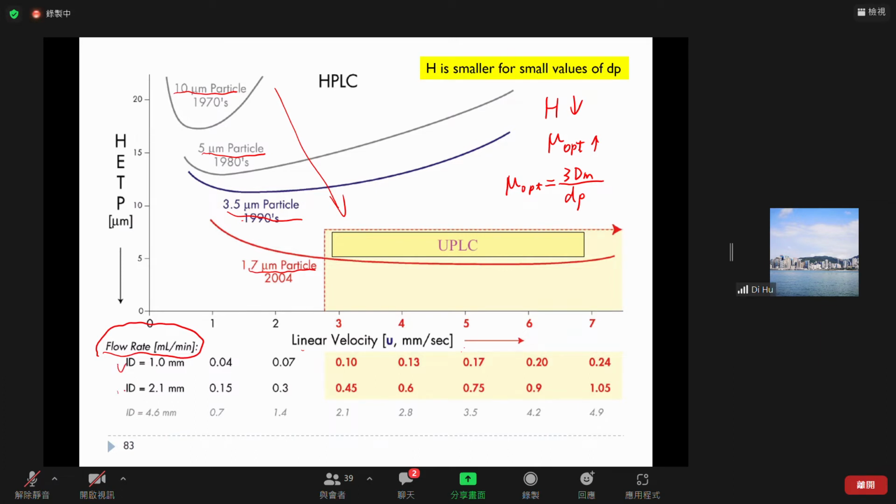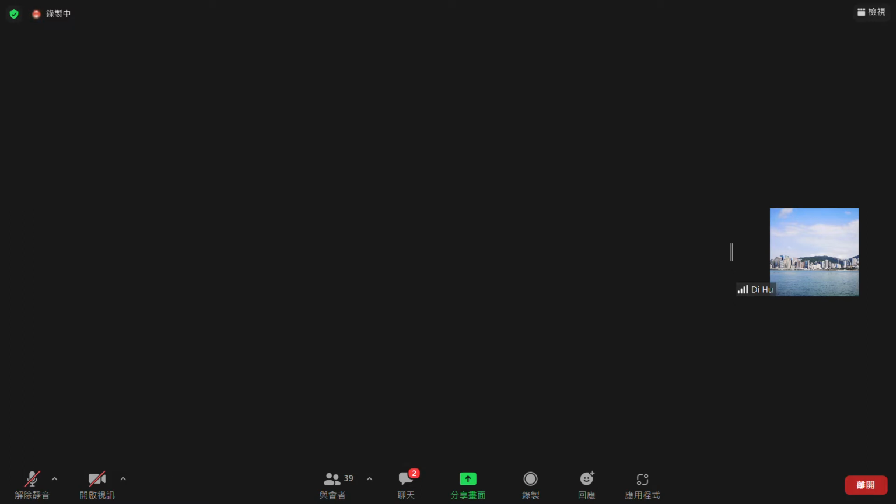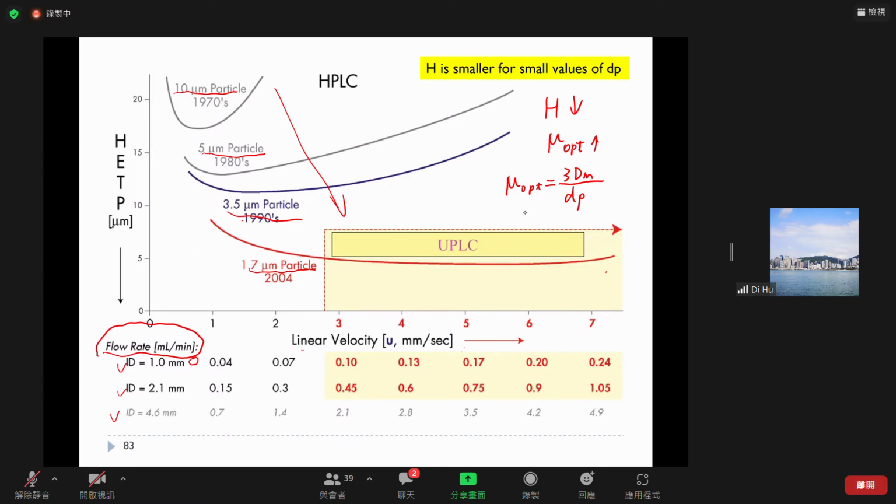Here it shows you different radii of the LC column. Here we have the inner ID, which is 2 times the radius, okay? If the inner ID of the column is 1.0 millimeter. And for UPLC, another point you can see, in this area it's almost flat, right? Compared with the conventional HPLC, its linear velocity has already greatly increased from about 1 millimeter per second to about 5 or 6.